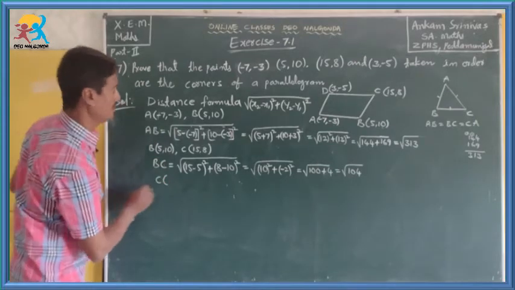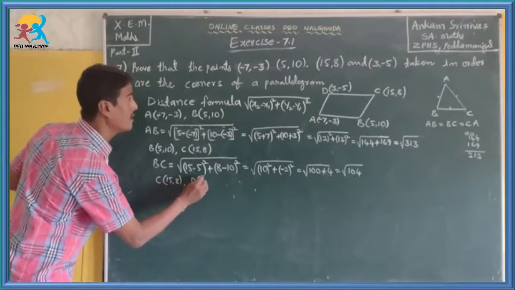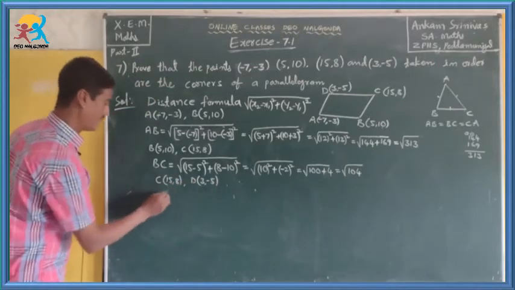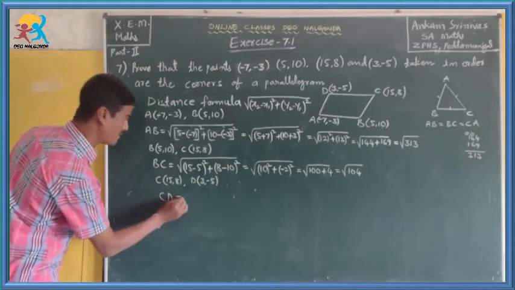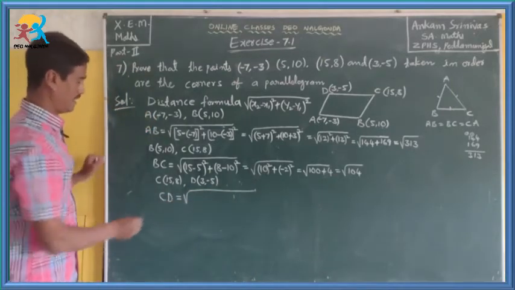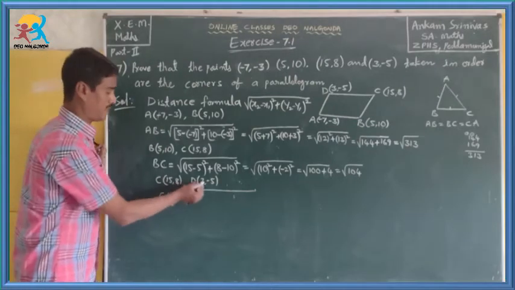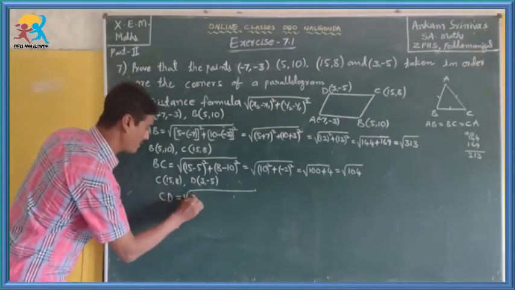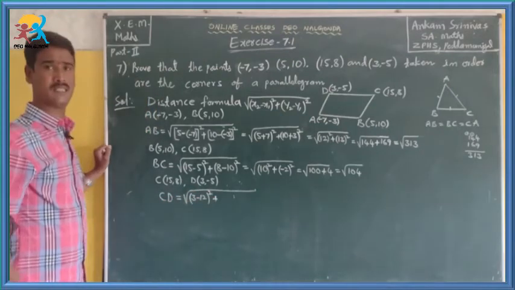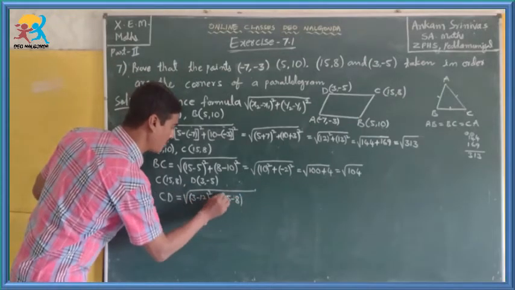Then find the length of AB, BC, CD. C is (15, 8), D is (3, minus 5). Now find the length of CD. What is the length of CD? We have to use x2 minus x1, y2 minus y1: (3 minus 12) whole square plus (y2 minus y1, minus 5 minus 8) whole square.